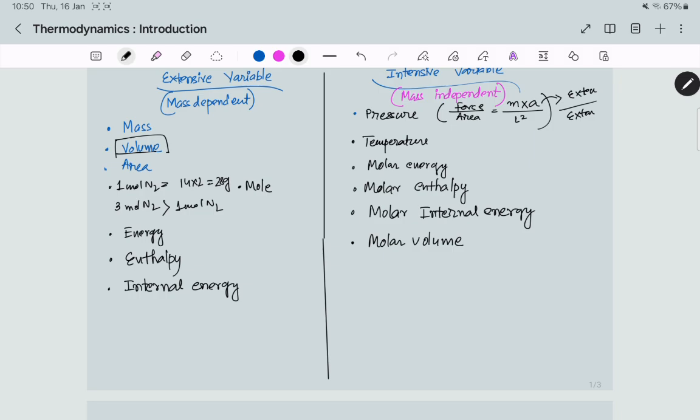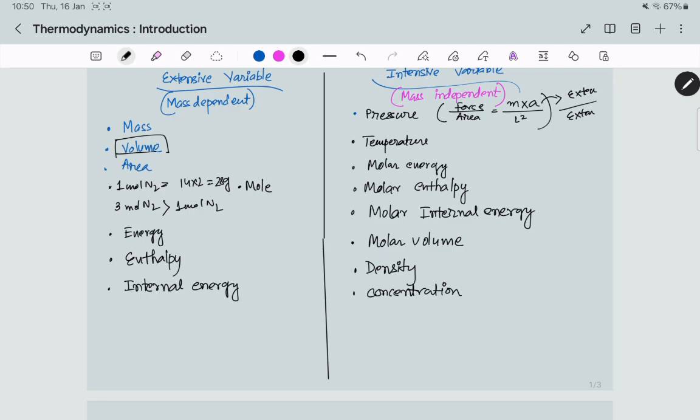Okay, now volume we have written, if it is written molar volume, so of course it is intensive, as we have explained here. Density is also an intensive property. Now concentration, intensive.